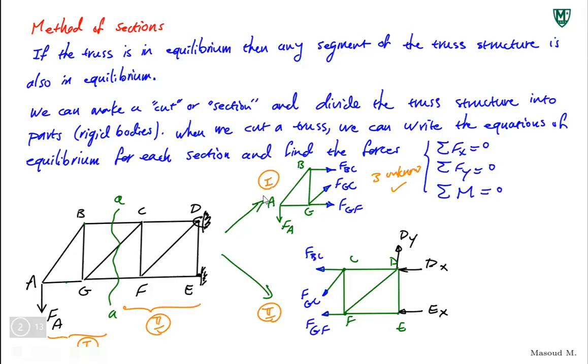I have to look at the free body diagram of the whole structure before making the cut, because right now I have too many unknowns. If I make the cut, I have FBC, FGC, FGF unknown, and then support reactions unknown. I can take one step back before making the cut, use the free body diagram of the whole structure and find the support reactions. Once I have support reactions, then in this cut, I only have 3 unknowns, because from the free body diagram for the whole structure, I can find dx, dy, and ex.